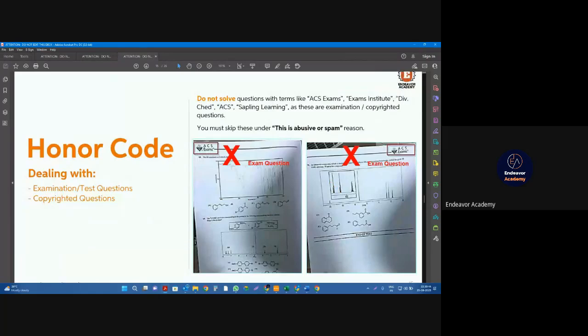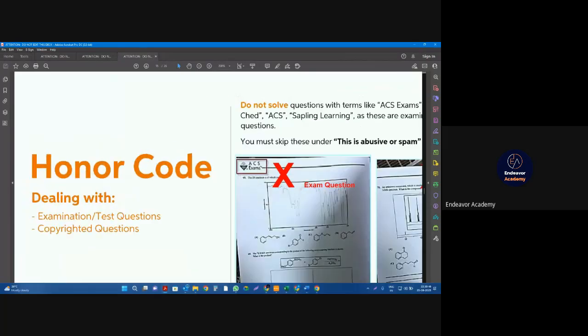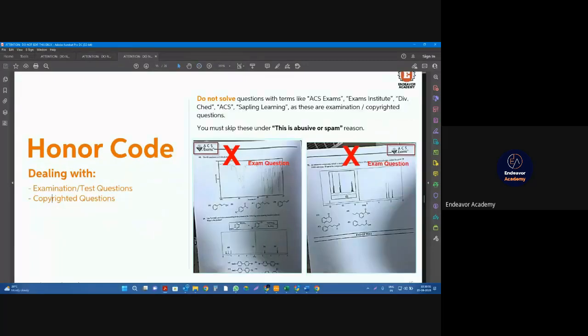The first kind of questions that we can't answer on this portal are examination or test questions or copyrighted questions. Most of the questions you will get will be in image format. In these images, if the exam name is mentioned, or the institute name is mentioned, then we have to skip these questions under the abusive or spam category. If you attempt these questions, you will get a red rating or negative feedback, and it can lead to ID deactivation.